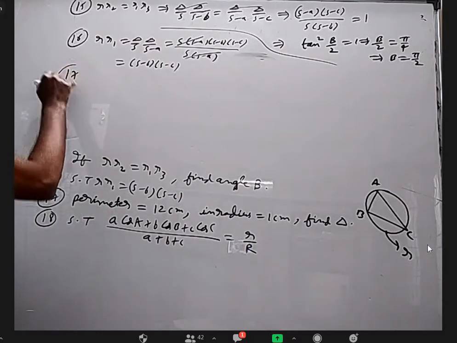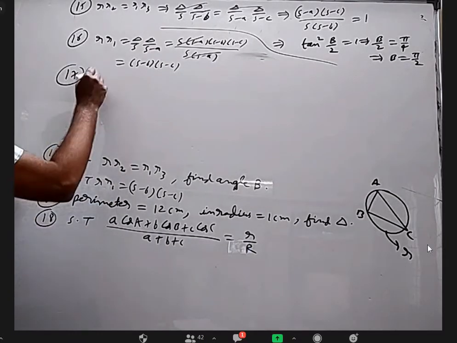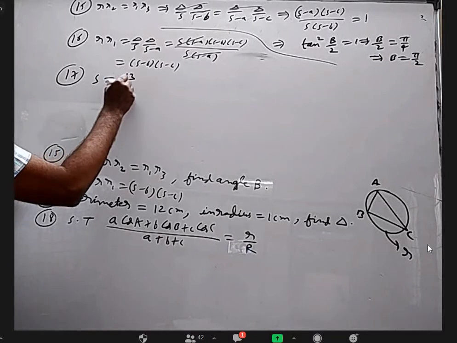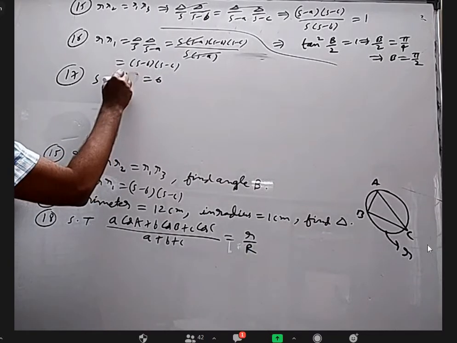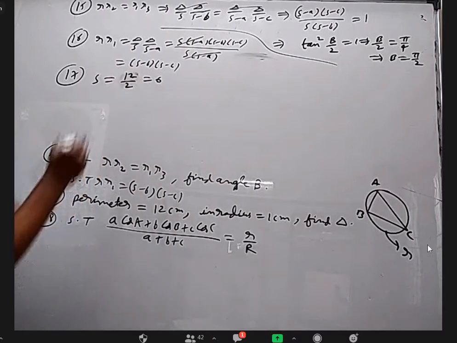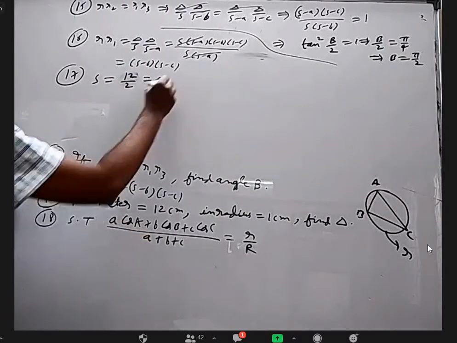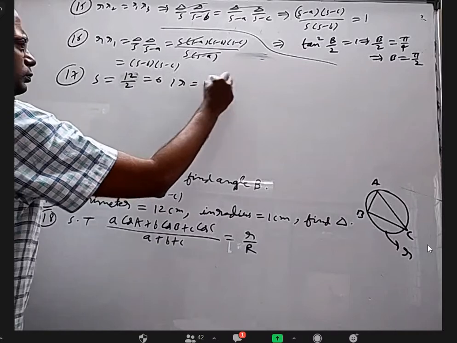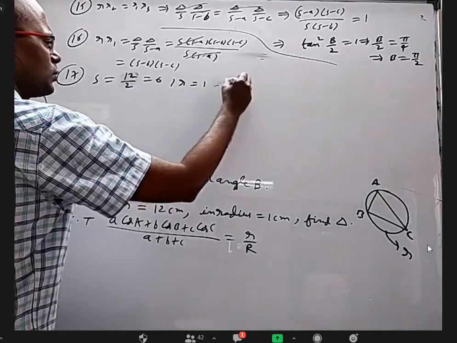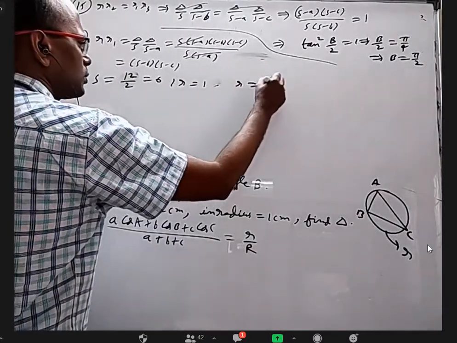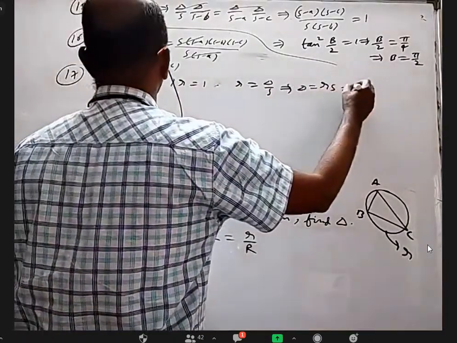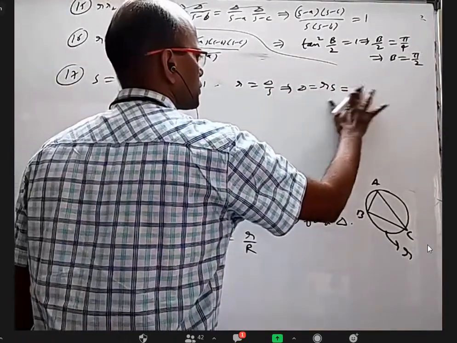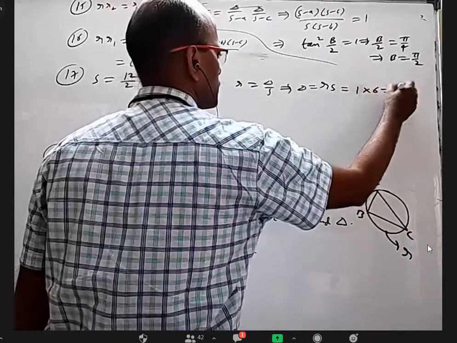Okay, 17 is also very simple. S is semi-perimeter, so 12 by 2, 6. And in radius is 1, r equal to 1. So r equal to delta by S. So delta is equal to rS, 6 into 1, which is 6.